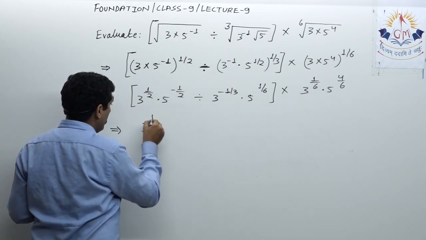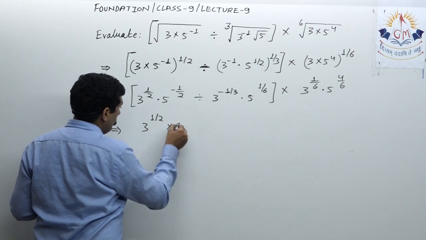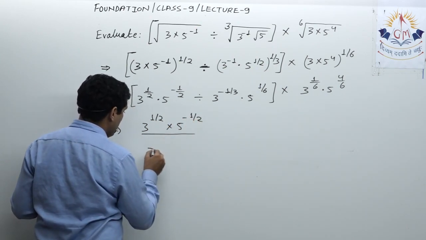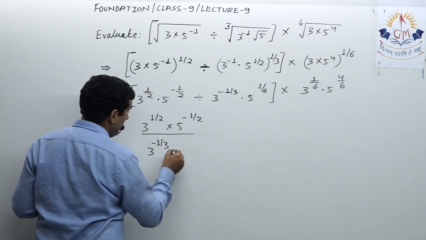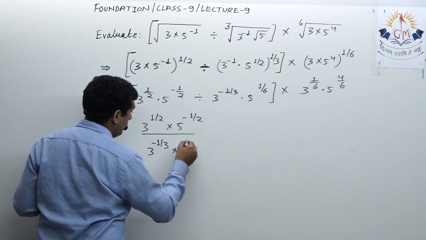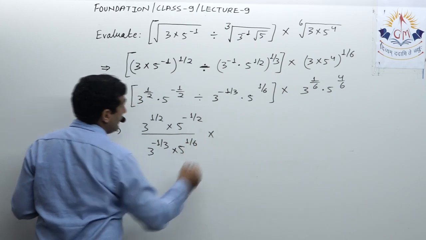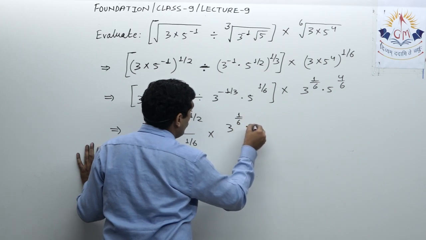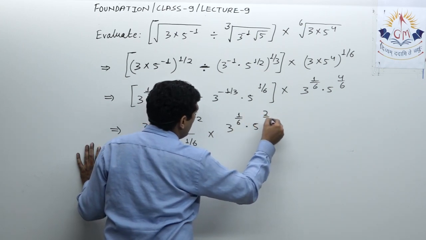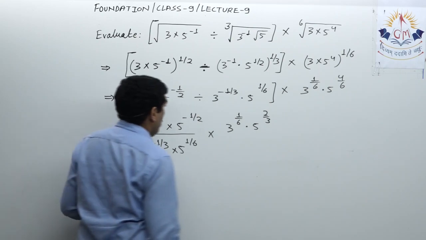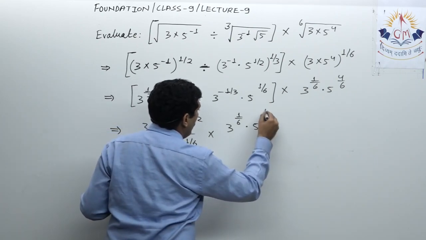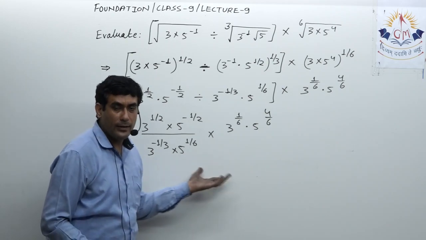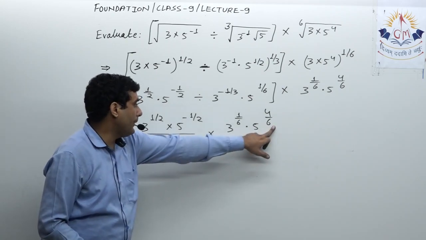Now this is actually 3 raised to 1 by 2 into 5 raised to minus 1 by 2, divided by 3 raised to minus 1 by 3 into 5 raised to 1 by 6, multiplied by 3 raised to 1 by 6 into 5 raised to 2 by 3 actually. Okay, or I am leaving it 4 by 6 only, because here it is 1 by 6, so ultimately I have to take the LCM and that will be 6, even though if I make it 3.